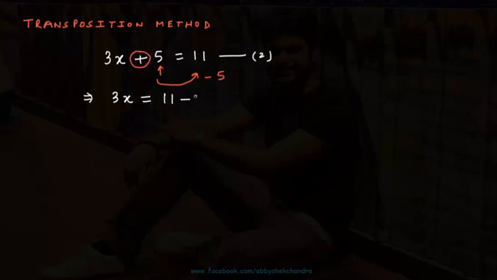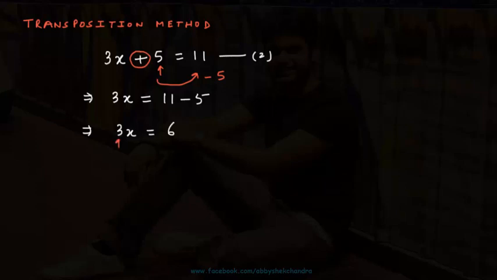3x plus 5 equal to 11. We need to get rid of the number 5 first, so let us transfer 5 to the RHS. Since 5 is added to the LHS, when we transfer it to the RHS, it will be subtracted from the RHS because plus becomes minus on transfer. So we will get 3x equal to 11 minus 5, or 3x equal to 6.